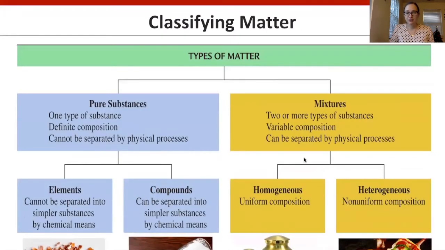Within the study of matter, we need to be able to classify it. So we have two main distinctions in terms of classifying matter. One is pure substances and the other is mixtures. The main difference that we need to remember between these two is whether or not these materials can be separated by physical processes. A pure substance cannot be separated by physical process. It's a definite composition, one type of thing, whereas a mixture is a mix of two different substances with variable compositions and can be separated in a physical way.